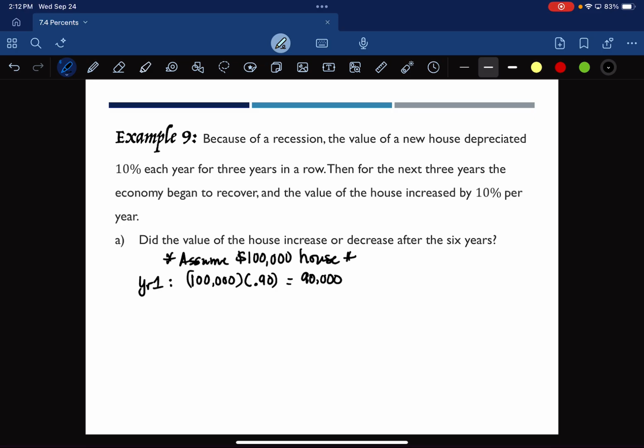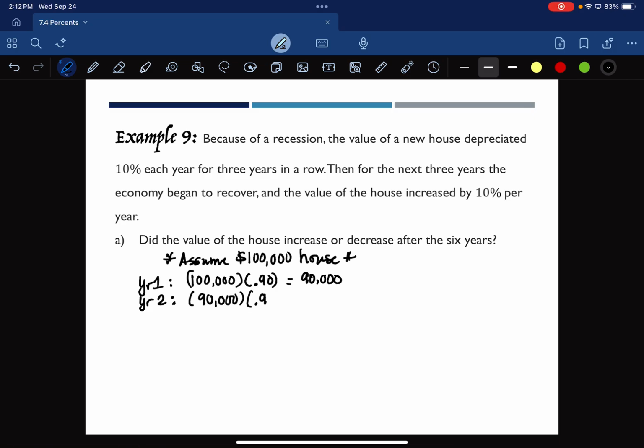So this year the house is worth 100,000. Next year it's worth 90,000. That's what this is saying. Okay. But this is going to happen not only 1 year, but for 3 years. So we're going to do it again. Now, when we do it the second time, we're not starting with the value of a house that's 100,000 anymore. Now the value of our house is 90,000 to start with. So we've got a $90,000 house now.